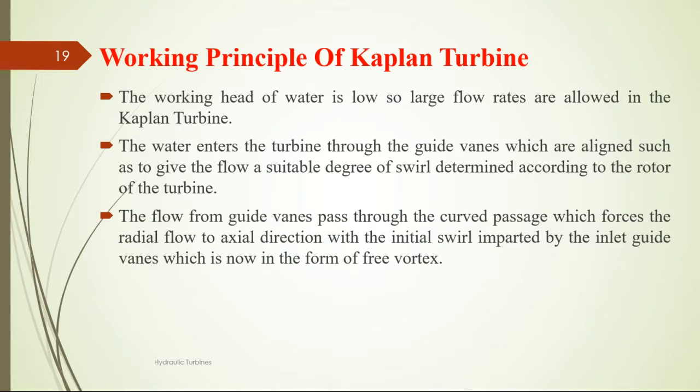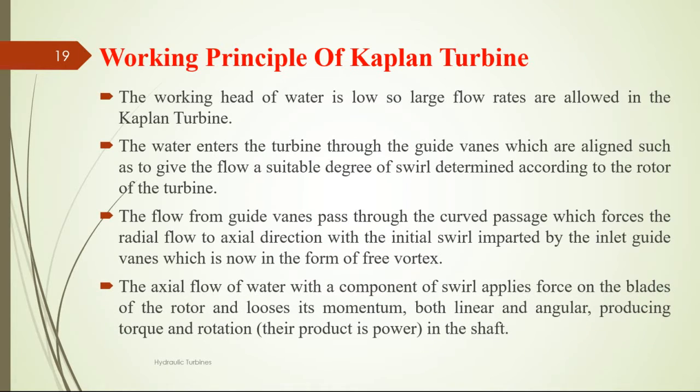The flow from the guide vanes passes through a curved passage, which forces the radial flow into the axial direction, with the initial swirl imparted by the inlet guide vanes, which is now in the form of free vortex. The axial flow of water with components of swirl applies force on the blades of the rotor and loses its momentum, both linear and angular, producing torque and rotation in the shaft.